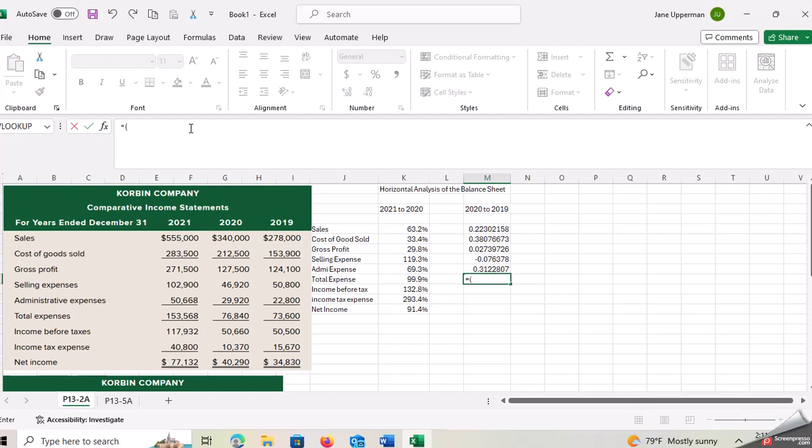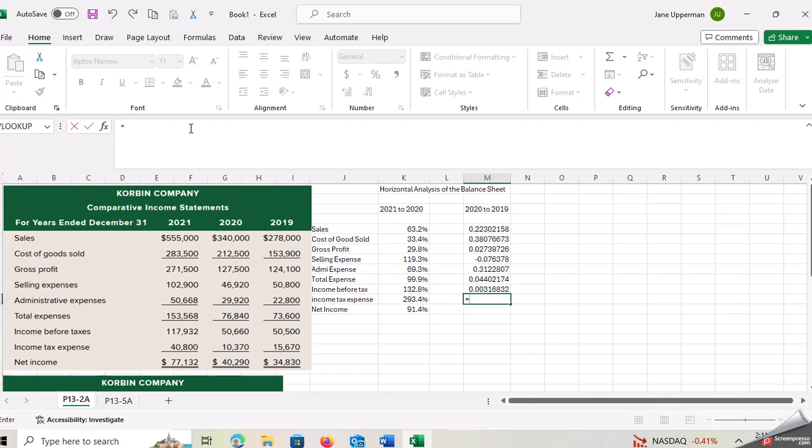So you can see why this is kind of tedious. And again, me doing it on the board gets very boring. But you are going to go through those same mathematical steps for every single line item on here. Okay, so we're down to our income before taxes. So that is 50,660 minus the 50,500. Solve for that first and then divide by the 50,500.